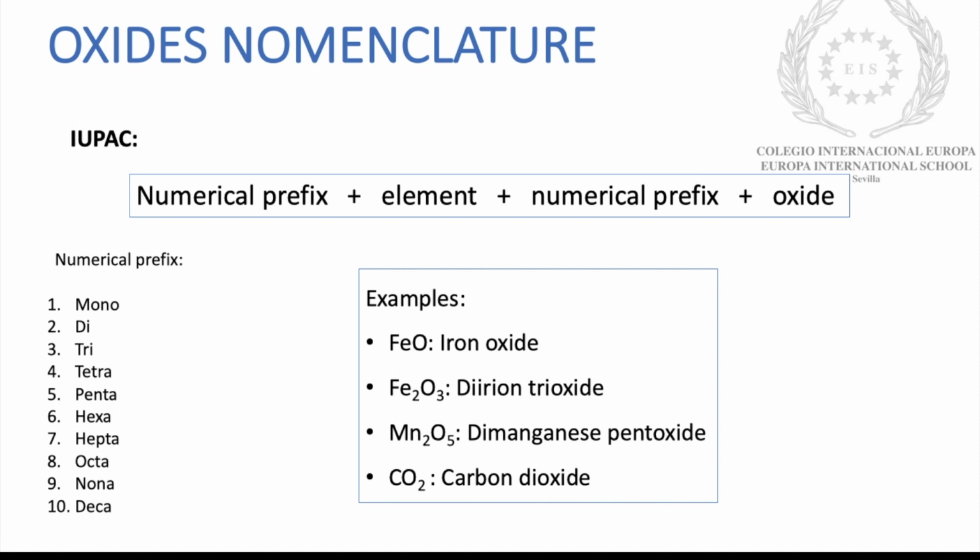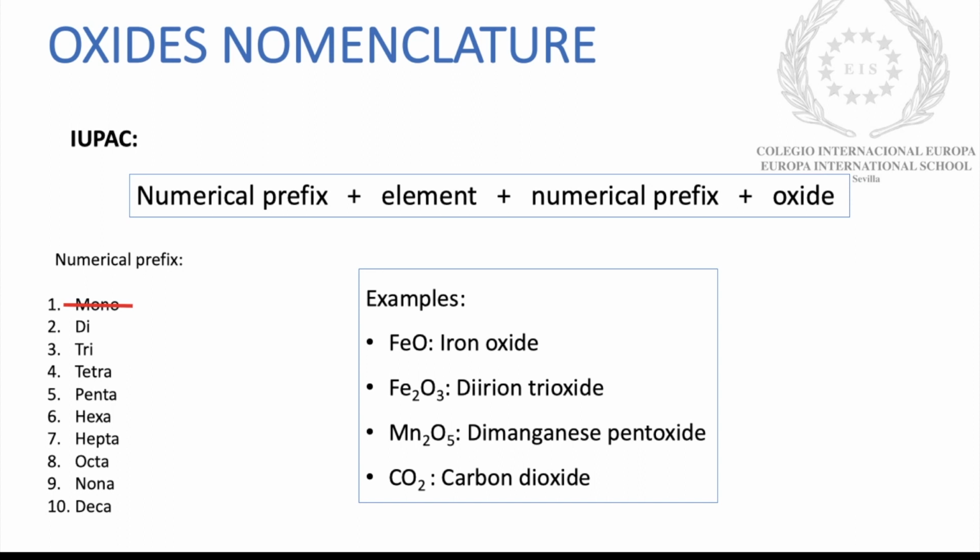Okay, here you have the formula of the IUPAC nomenclature. First of all, numerical prefix, then the element, then again numerical prefix, and the word oxide. Remember, here you have the numerical prefixes that we are going to use, but in the case of the oxides, mono is not used, okay? In all the oxides, the prefix mono, we are not going to use it.